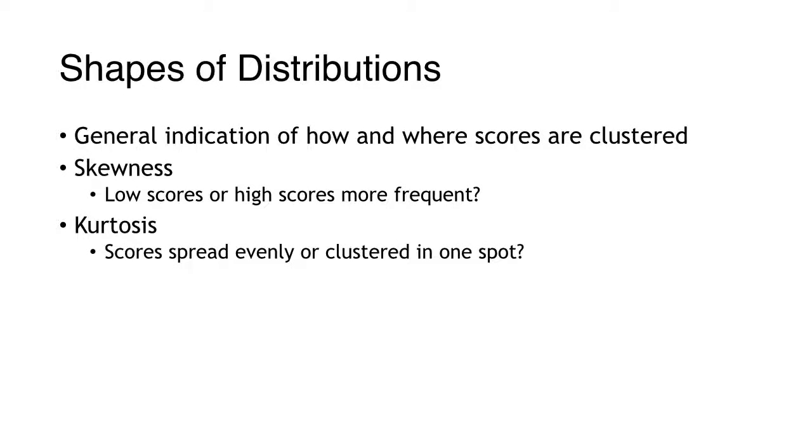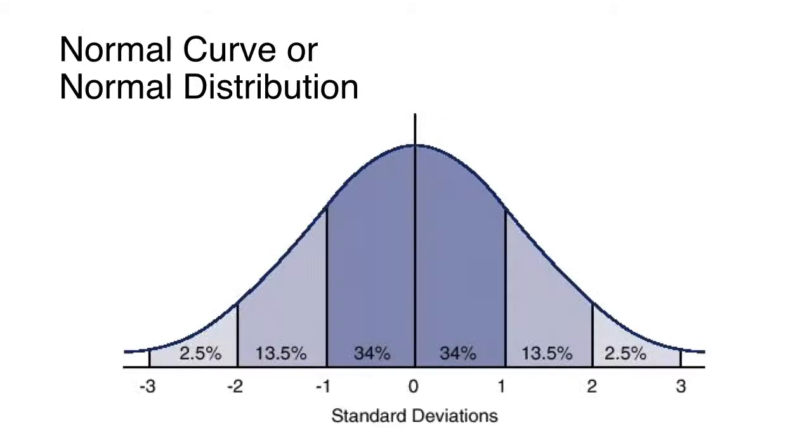So let's talk about shapes of distributions. Shapes mean that we represent them with histograms or frequency polygons to show where the scores are clustered. And then when we look at where the scores are clustered, we can say whether they are skewed, and we can address their variability, which is their kurtosis. What the kurtosis measures is how much of a curve there is.